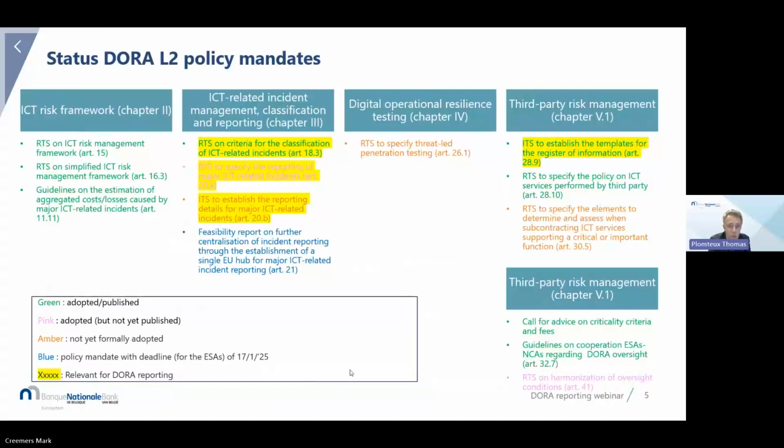And here you find a status update on the level 2 standards that support the DORA regulation. The documents that are highlighted in yellow are the most important for today's session. As you can see, 2 of them are in green, meaning that they are formally adopted and published in the official journal of the European Union. 2 other documents have reportedly been adopted, but were not yet published in the official journal. And it is, as of today, not entirely certain that they will be so by the 17th of January 2025. Then we can go to slide 6.